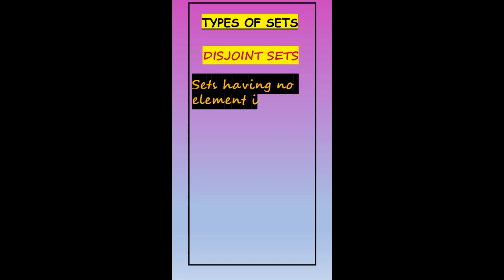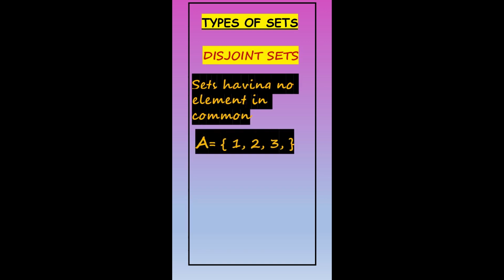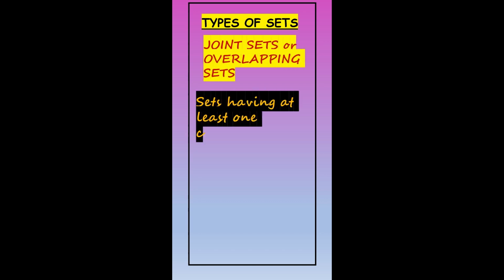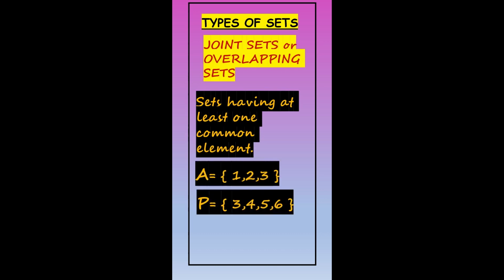Types of sets. Disjoint sets. Sets having no element in common. The elements of set A are 1, 2, 3. Set P are P, Q, R, S. There is no element that is common to both sets. Joint sets or overlapping sets. Sets having at least one element in common. That is, A has 1, 2, 3. P has 3, 4, 5, 6. The element 3 is common to both the sets.